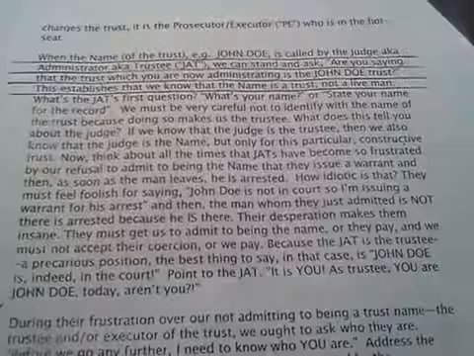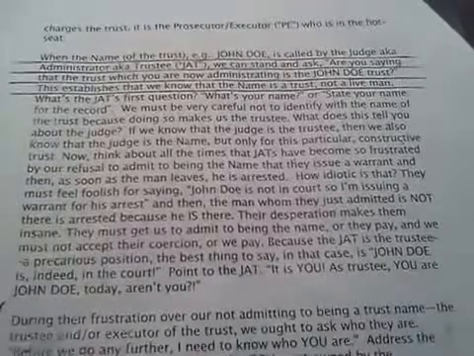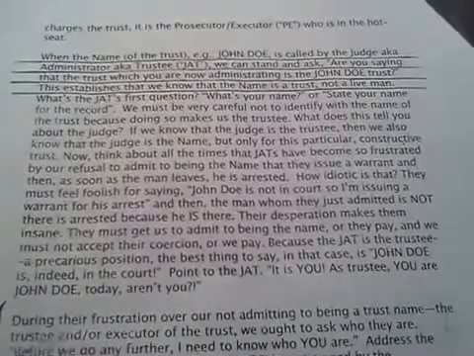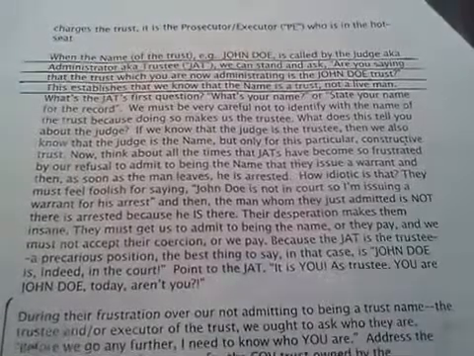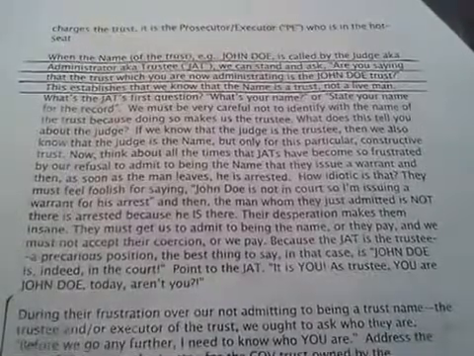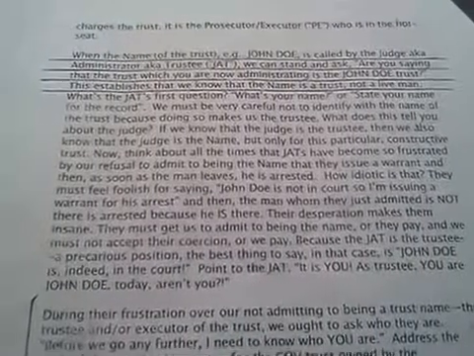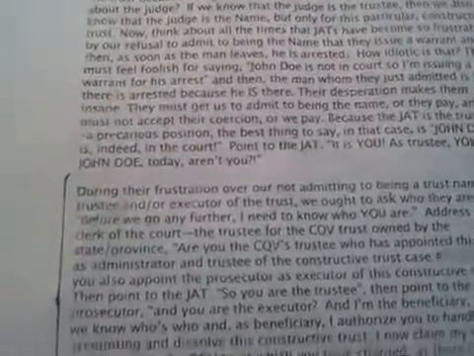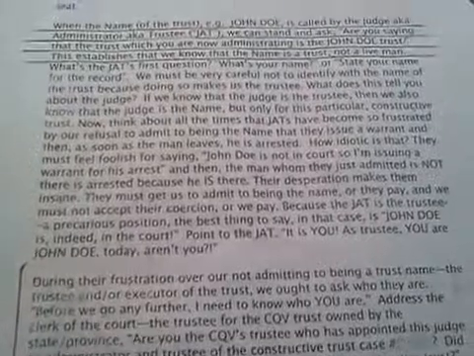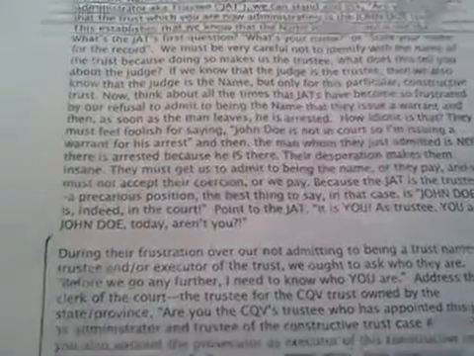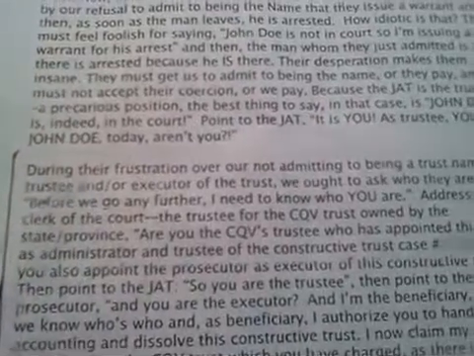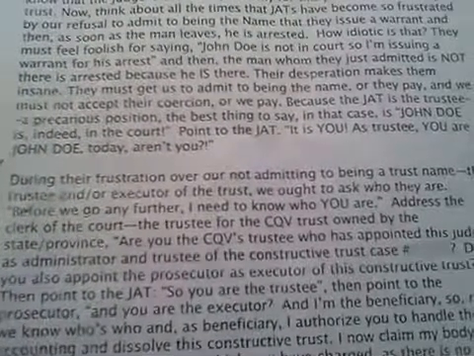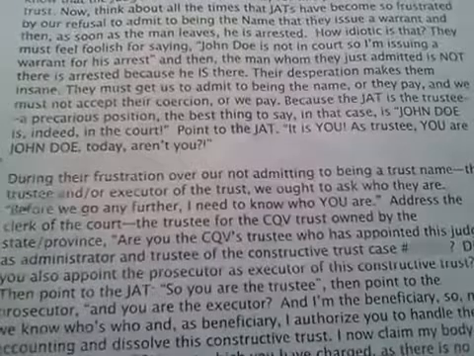Because the JAT is the trustee, a precarious position, the best thing to say in that case: John Doe is indeed in the court. You point to the judge, and it is you as trustee. You are John Doe today, aren't you? And you would replace John Doe or Jane Doe with your all-cap name. Now, during their frustration over not admitting to being a trust name, the trustee or executor of the trust, we had to ask who they are.